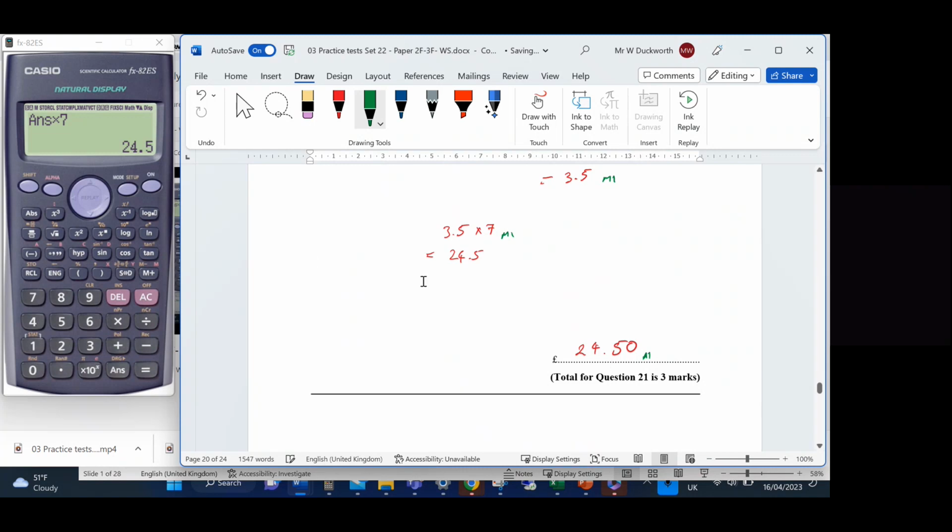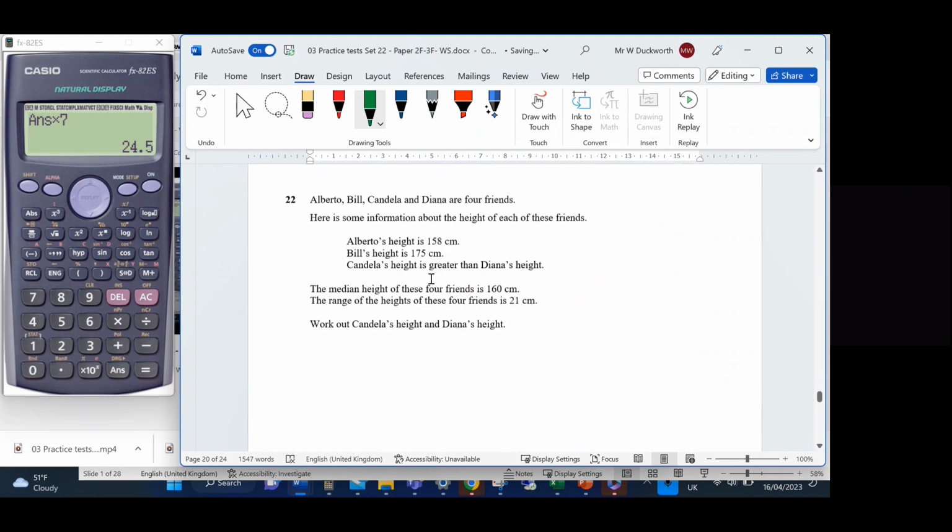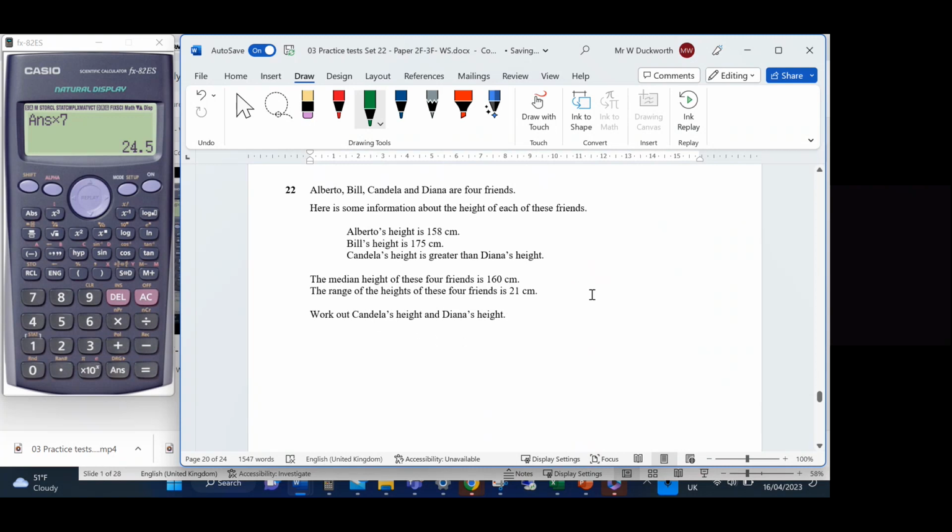Right, question 22. A, B, C, and D are 4 friends. Here is some information about the heights of each friend. A is 158, B is 175, C's height is greater than D's height. The median height of all 4 friends is 160. The range of the heights of the 4 friends is 21 centimeters. Work out C's height and D's height.